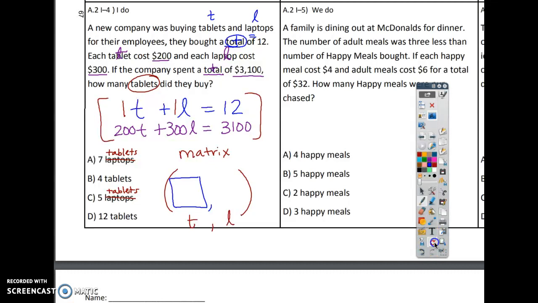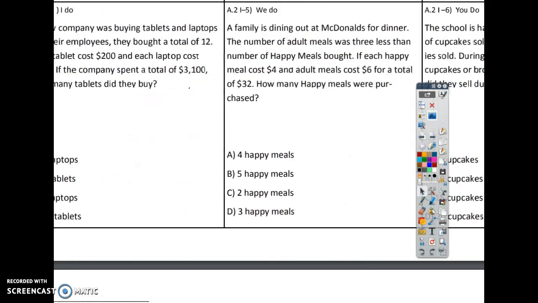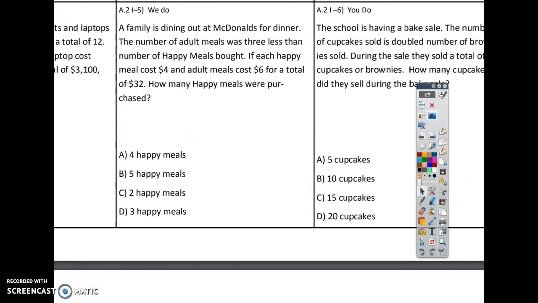Problem number 5. So I'm not finishing that one up for you. You need to finish it.